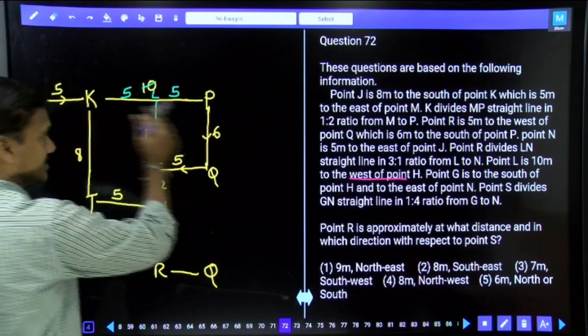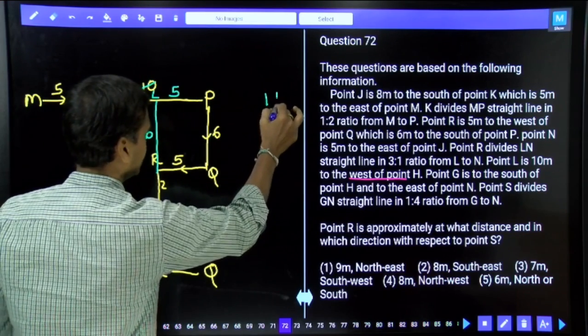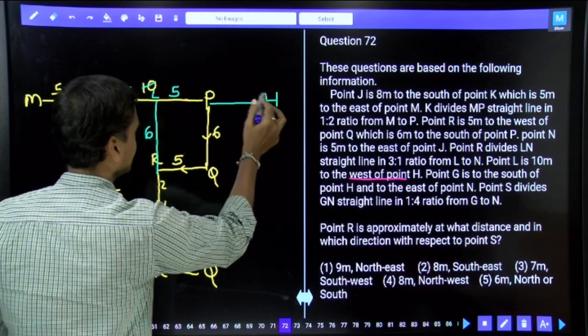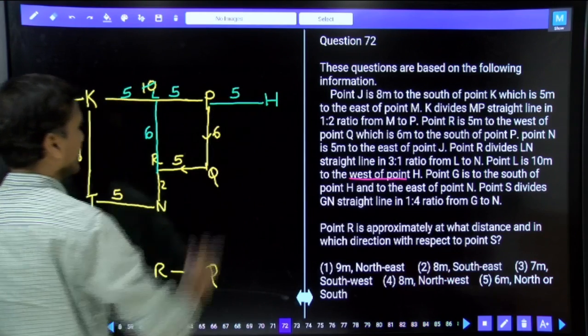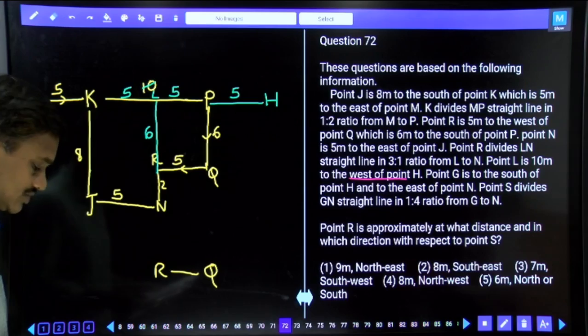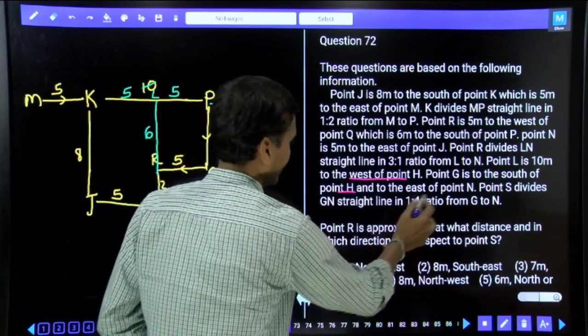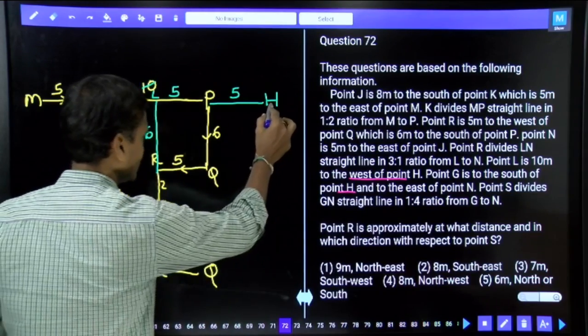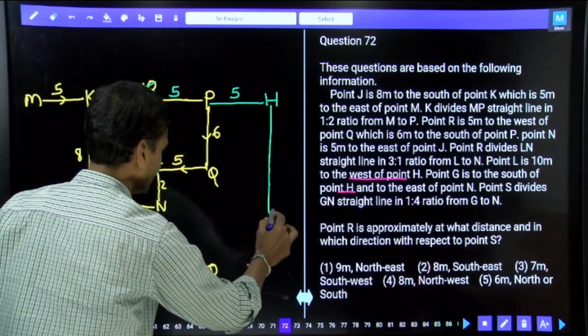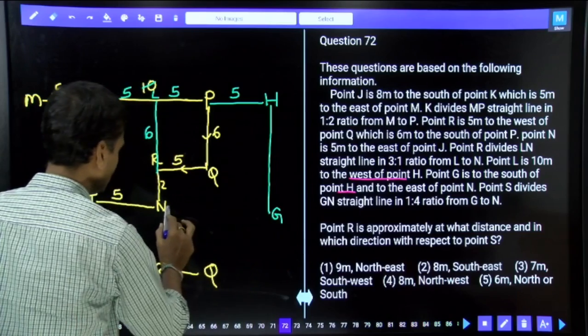And L is to the west of H. H must be somewhere here. Now the distance between P and H must be 5. Here L is 10 meters to the west of H. And G is to the south of H and to the east of N. Hence G will be somewhere here.